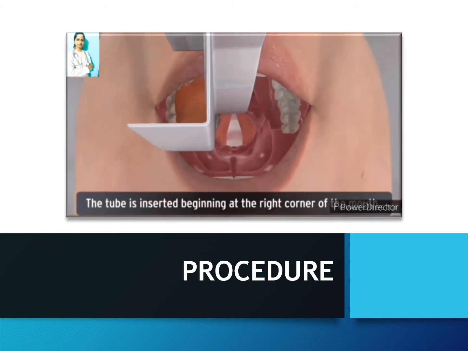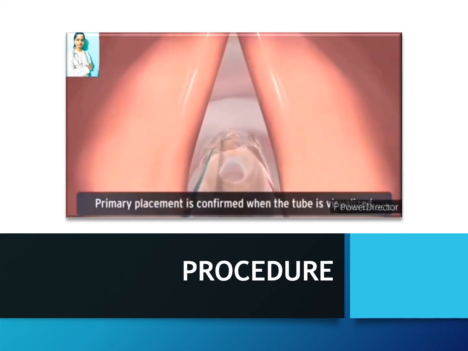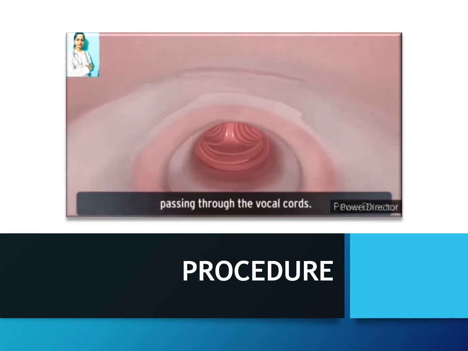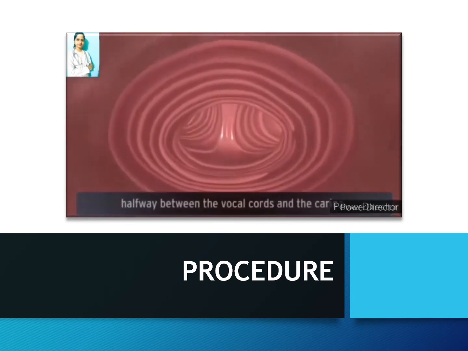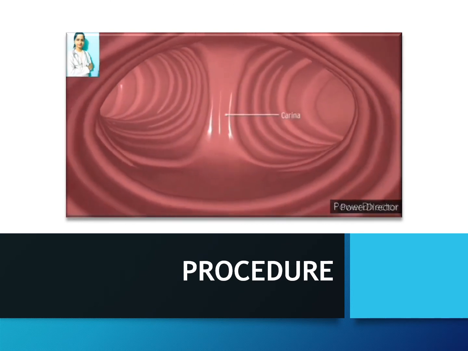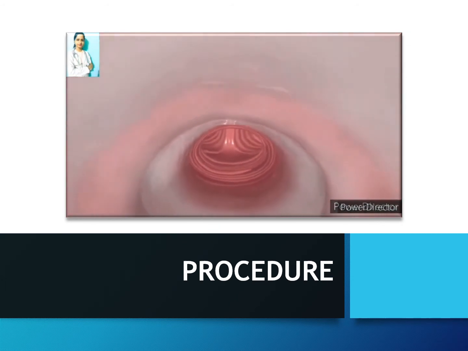The tube is inserted beginning at the right corner of the mouth. Primary placement is confirmed when the tube is visualized passing through the vocal cords. We can see in this picture that, when correctly positioned, the tip of the tube is halfway between the vocal cords and the carina. We can see the procedure so well in this video laryngoscope.